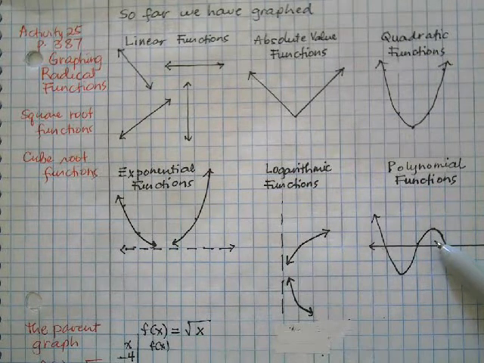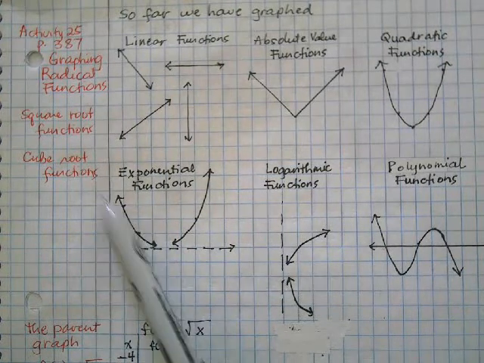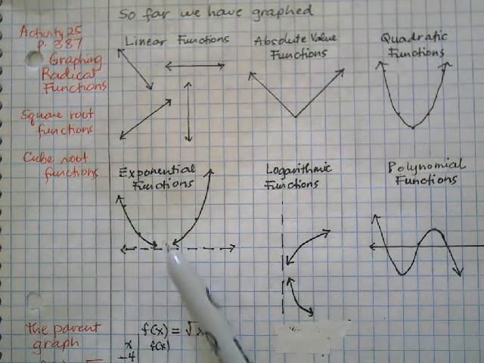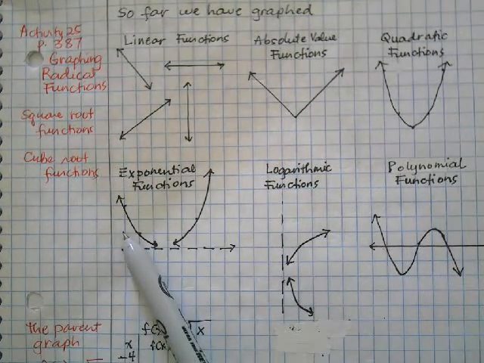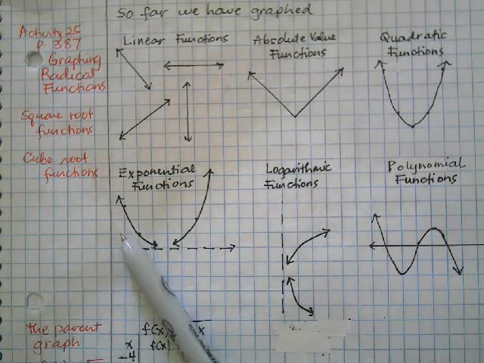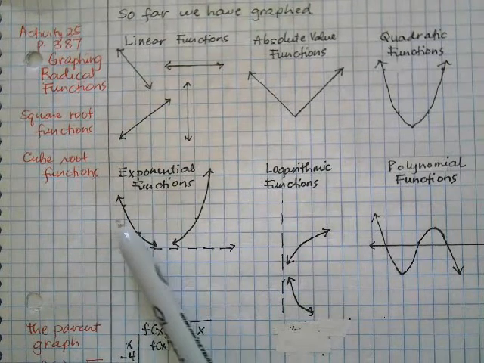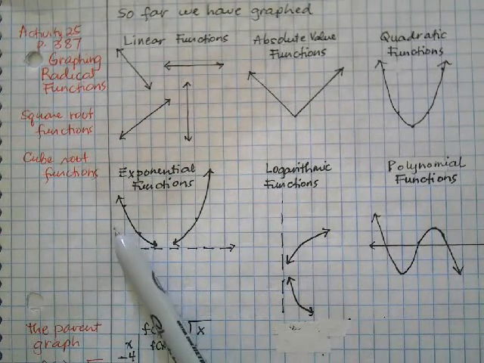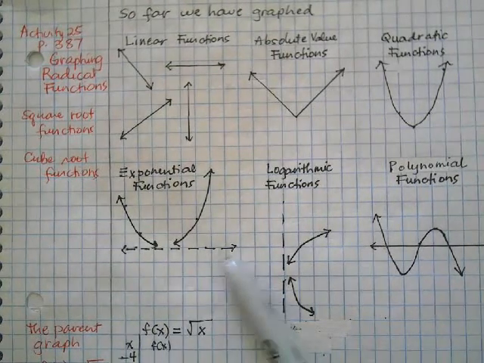And then recently we graphed exponential functions. It could be a decay or it could be a growth. When the base is bigger than 1, it's a growth. When it is less than 1 but greater than 0, it's a decay, and there is a horizontal asymptote.